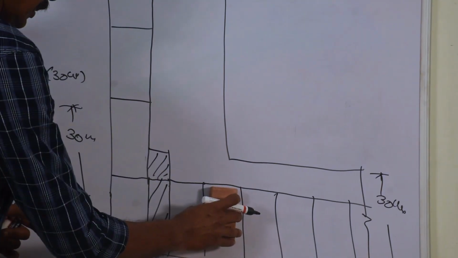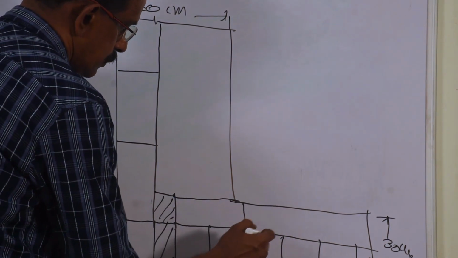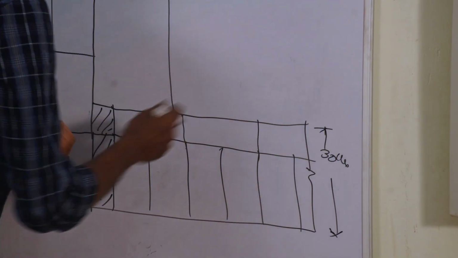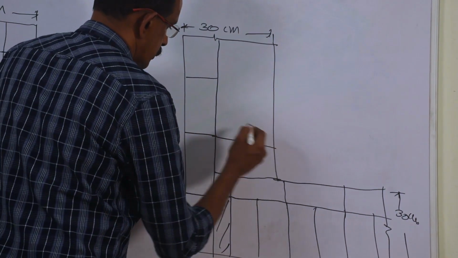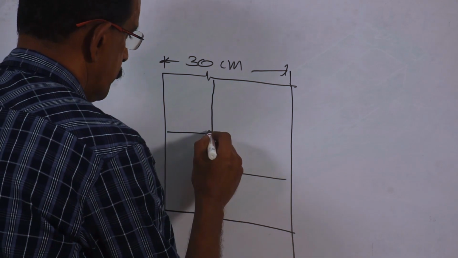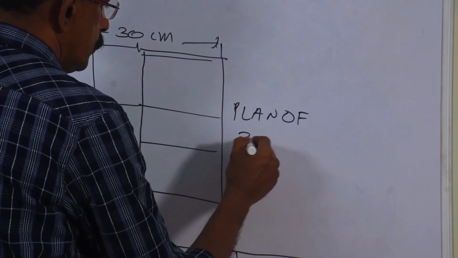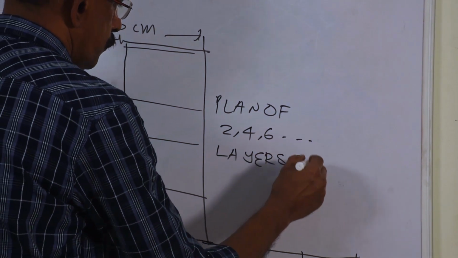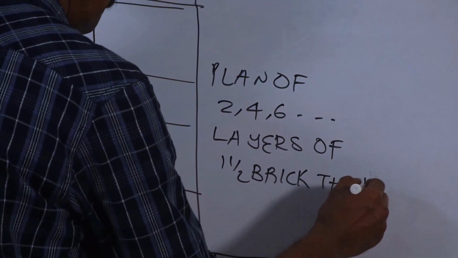Two bricks in this direction like this. So how to make it 30? Keep one brick like this. So here two bricks are already there. So to make it 30, keep like this. So in this direction, already half of it is covered by one half Q enclosure. So here one brick is like this. To make it 30, arrange two bricks like this. So this will continue. So this is the plan of 2, 4, 6, etc. layers of 1.5 brick thick, 1.5 brick thick English bond.